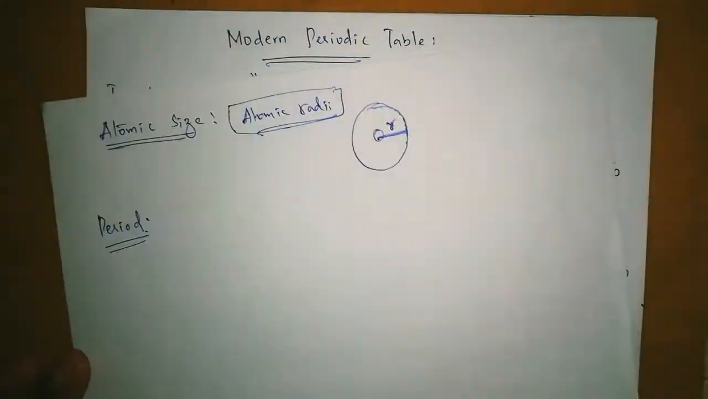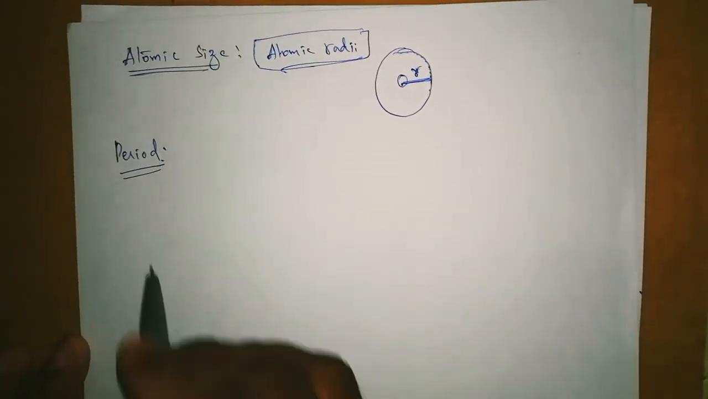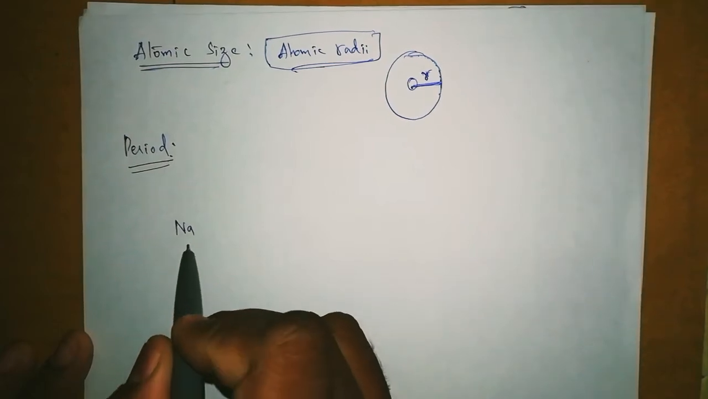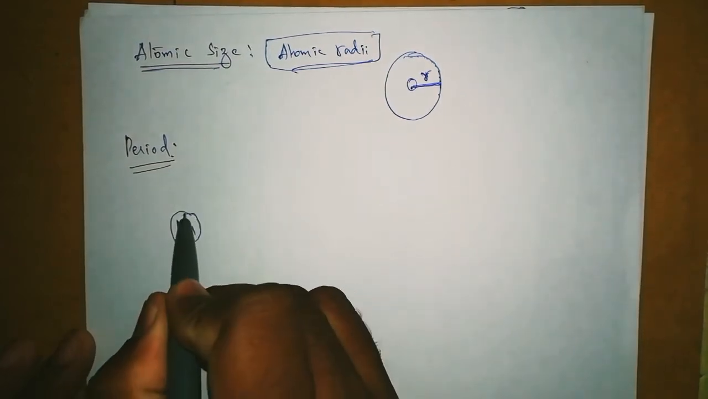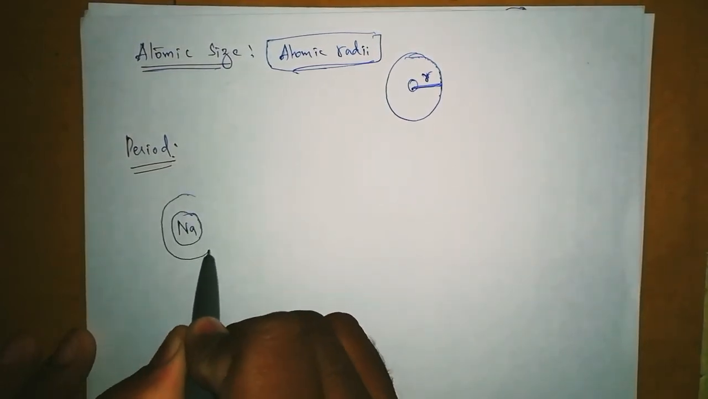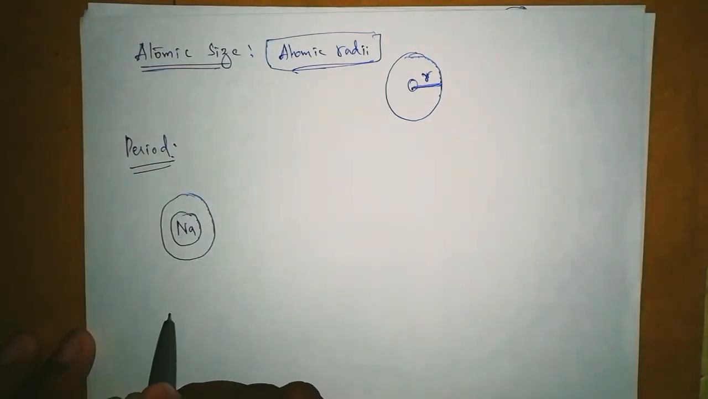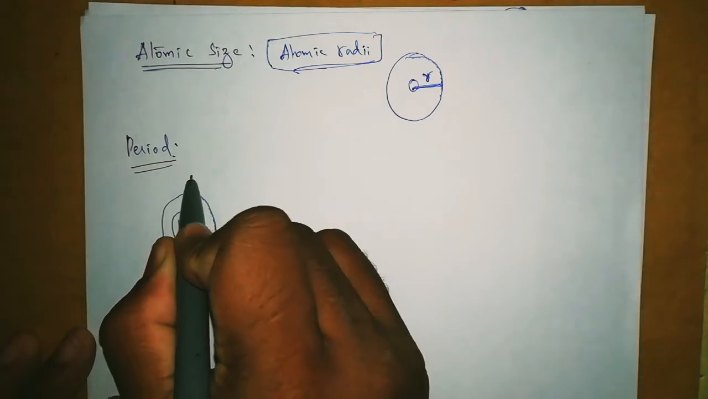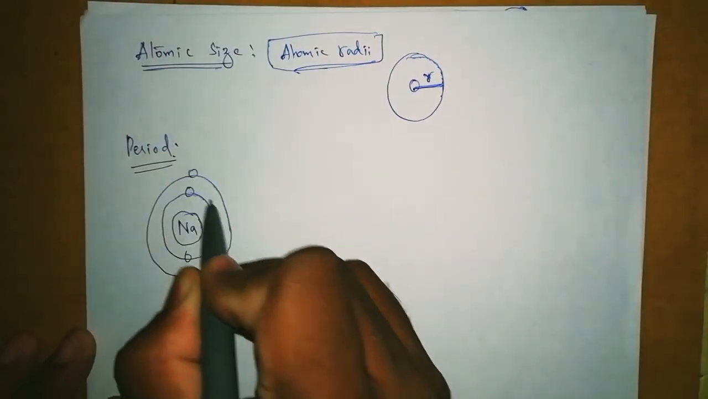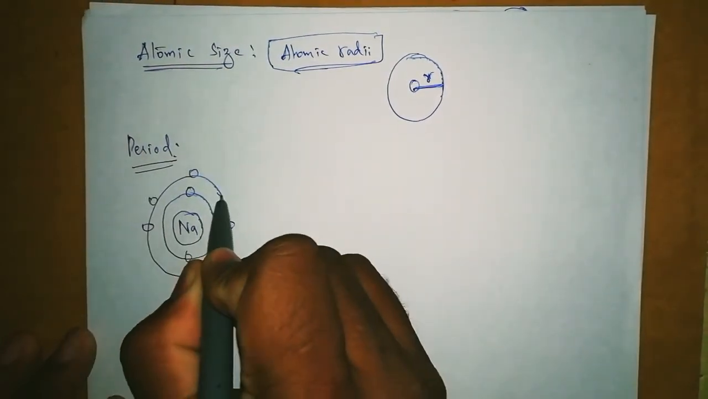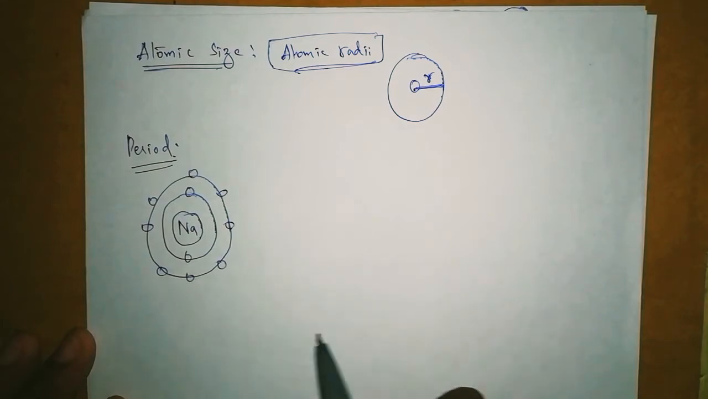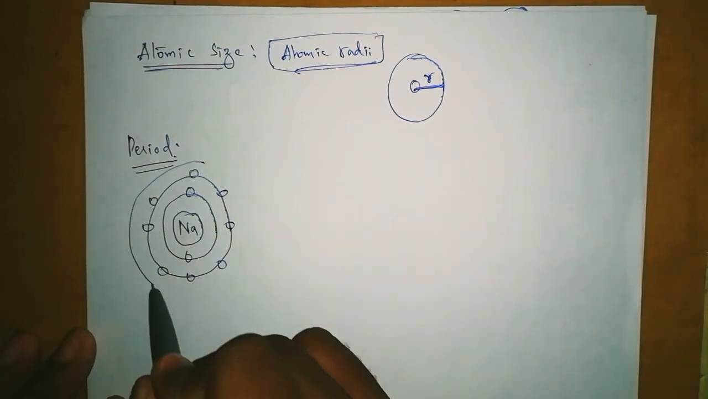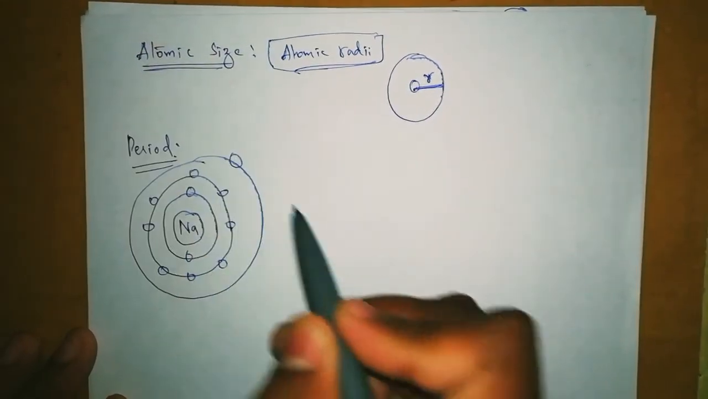I just want to tell you here. Okay, let's talk about sodium. I just want to make a sodium structure. This is the nucleus and sodium का atomic number क्या है? 11 होता है. So first shell 2 electrons दे दिया, and then in the second shell we are giving 8 electrons. Am I right? And the third shell, sodium consists of only 1 electron.